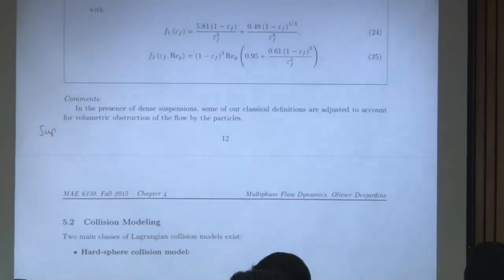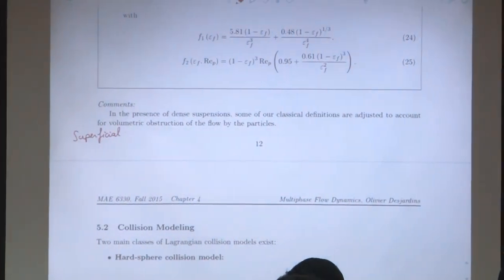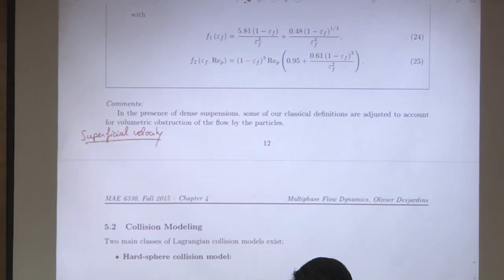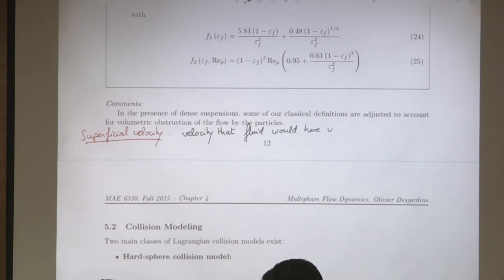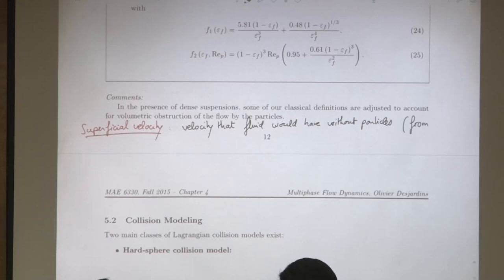So let me say one word here about the concept of superficial velocity. This is the velocity that the fluid would have without the particles. It doesn't matter if you have a volume fraction of 10 to the minus 3. If you have a volume fraction of 10 to the minus 2 or 10 to the minus 1, it does matter quite a bit more. If you're at a closed pack system, you're looking at a filter, it matters enormously. And again, this is from 1D mass conservation, so it's just a factor of epsilon f.